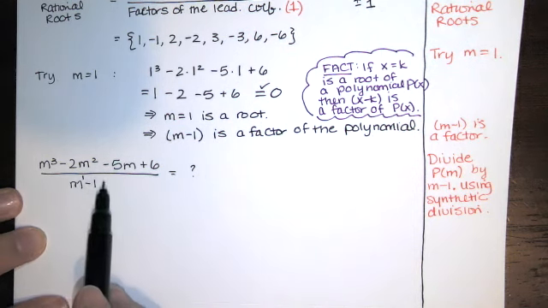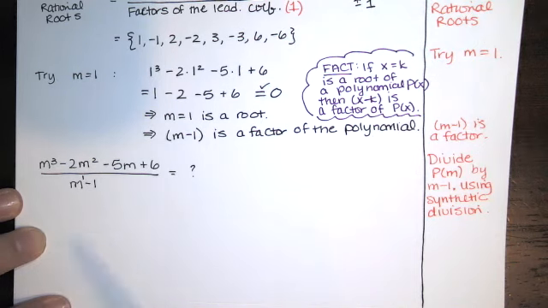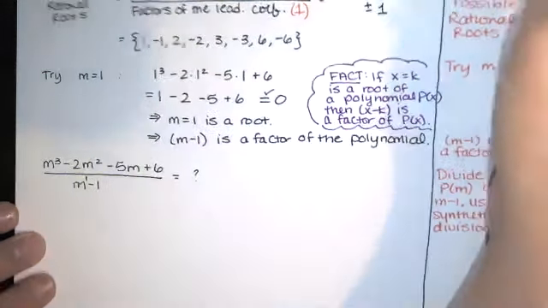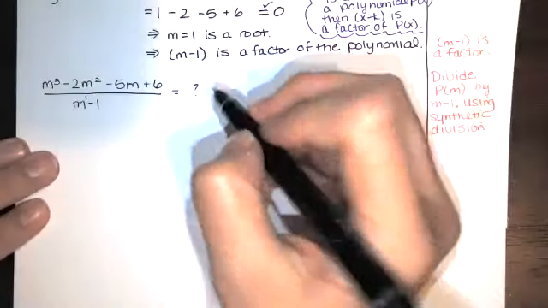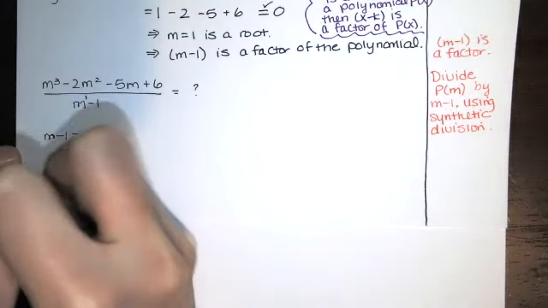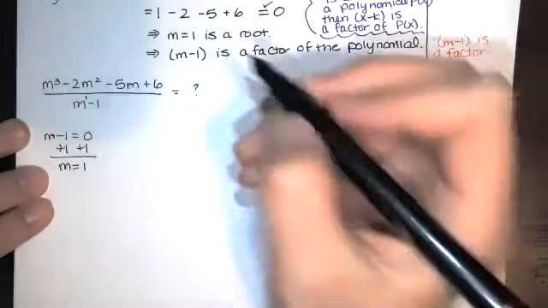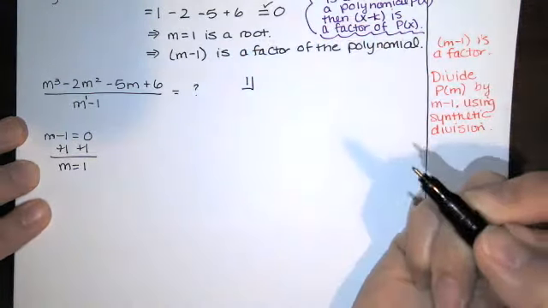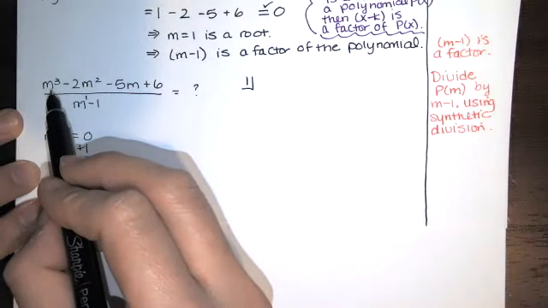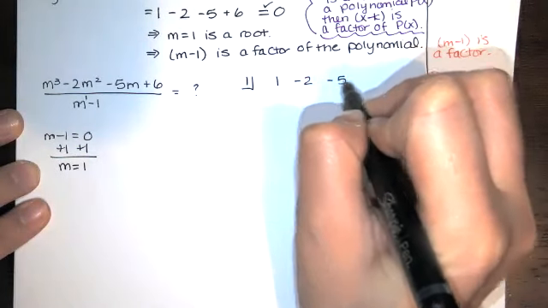Now, when you're using synthetic division, you take that factor in the denominator, as long as it's of the form x plus or minus a constant, you set it equal to 0 and solve for m, or x if these were x's instead of m's. So we set that equal to 0. And you solve for m, and we know that that's m equals 1. That's the root that corresponds to that factor. We put that root in the little box. And then the coefficients of your polynomial get listed over here. So we have a 1, a -2, a -5, and a 6.